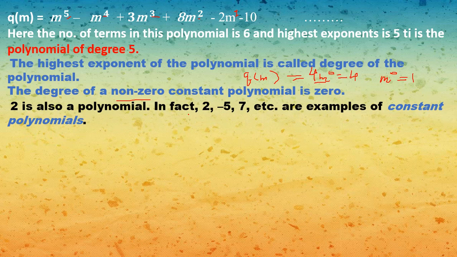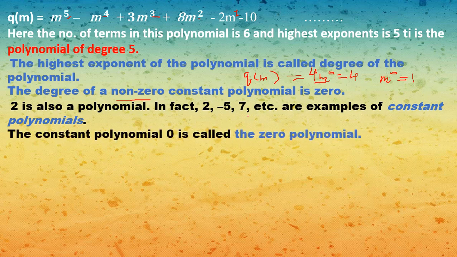So examples we can write as 2, minus 5, 7, etc. are examples of constant polynomials, where no variable is written with the constant, only constants are written. Here the variable is with the exponent 0. So these polynomials written as only numbers are known as constant polynomials.